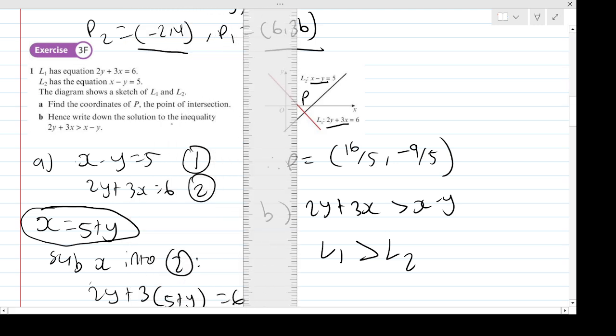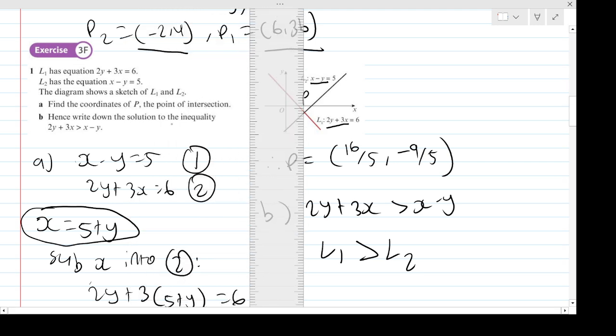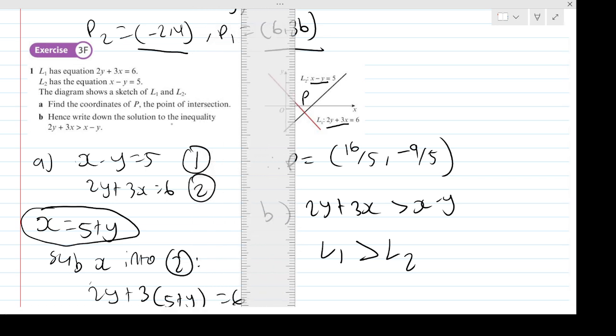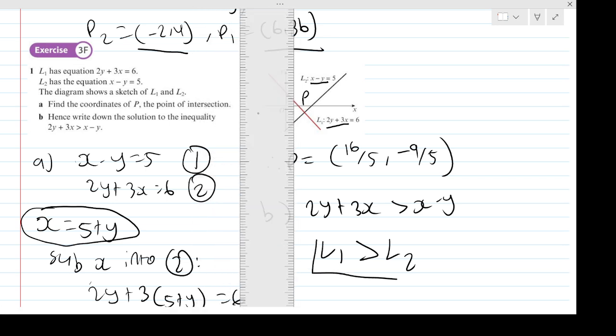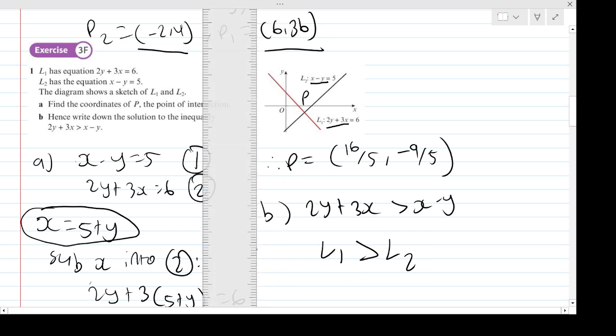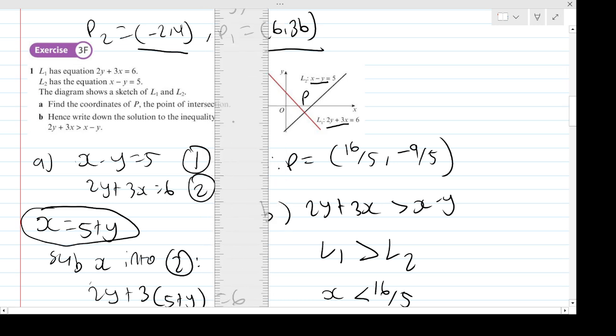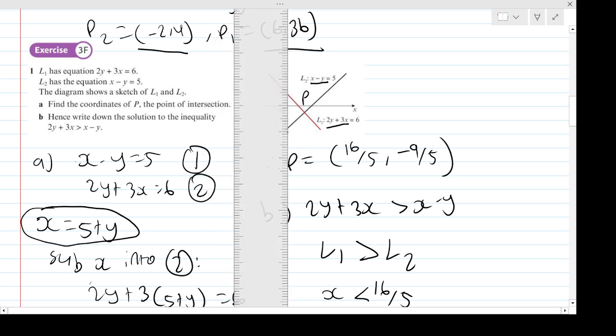And hopefully you can spot that. So as we move towards the point P, but before it, L1 is above L2. And that's what we want, right? So that L1 is greater than L2 occurs when x is less than 16 over 5. So that's the x value. That means that the inequality holds true.